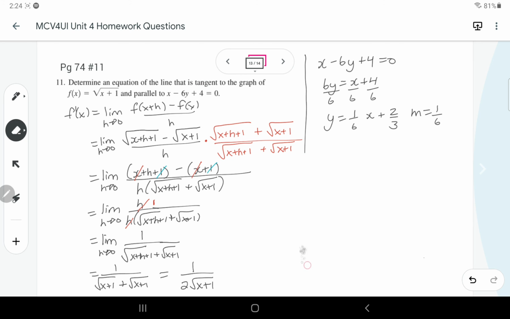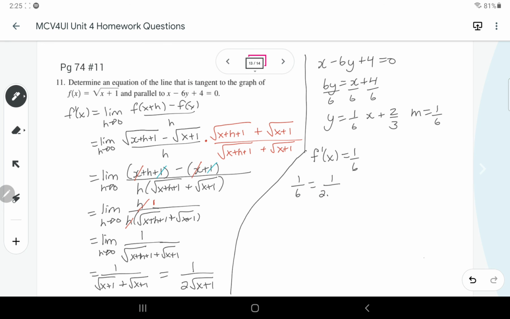So we want to figure out where the tangent to that original function, f prime at x, is parallel to the line. So f prime at x equals 1/6. So I'm going to set 1/6 equal to 1 over 2 root x plus 1, and then cross multiply. So 2 root x plus 1 equals 6. Divide out the 2 and we get the square root of x plus 1 equals 3.